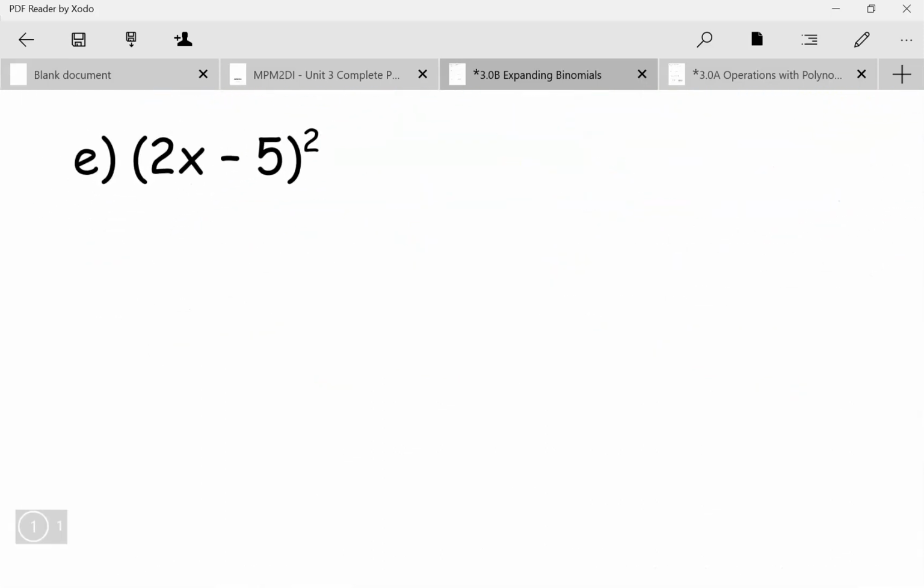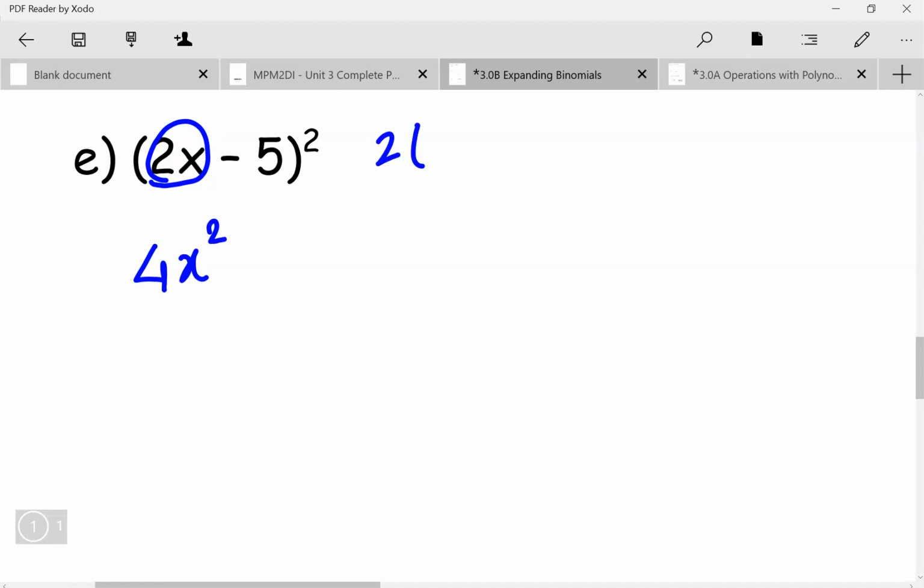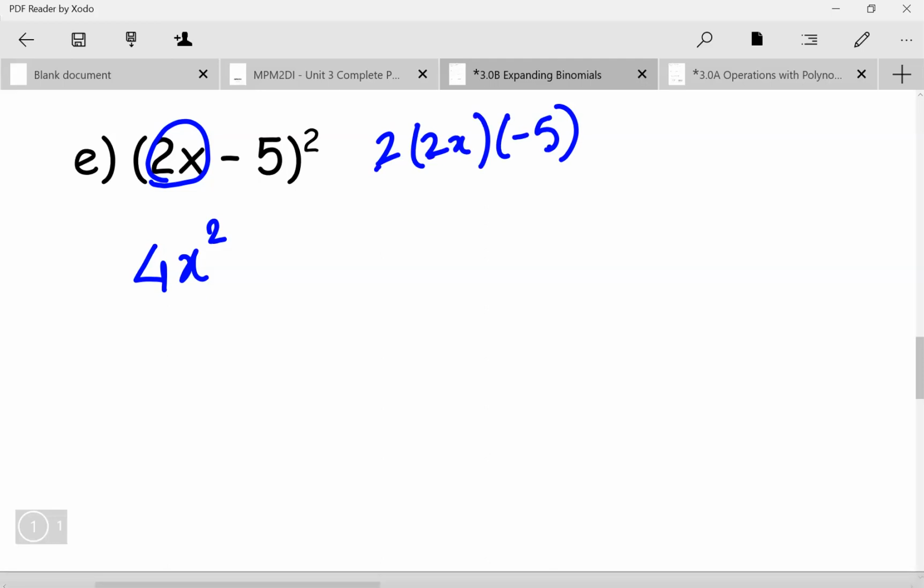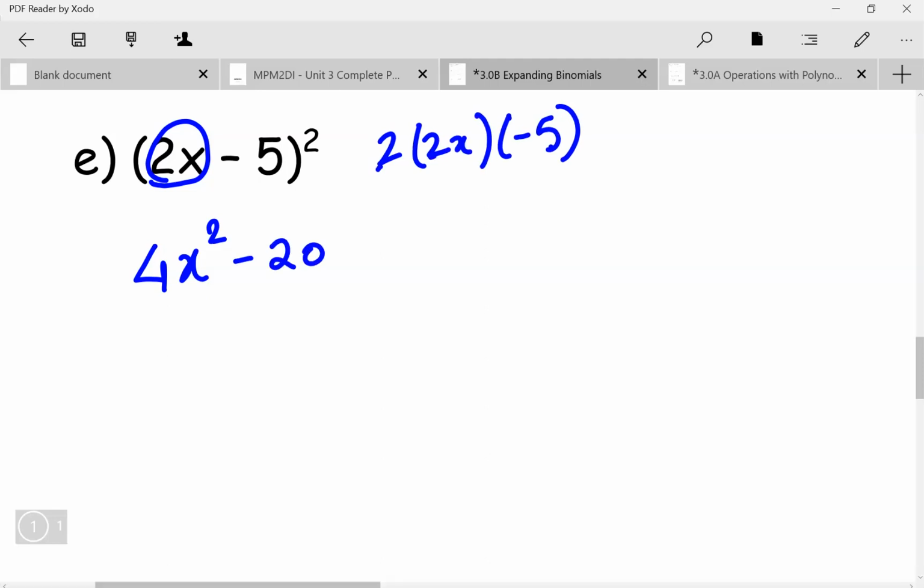Same way here, I'm going to use the theorem that I learned. So if I have something the whole squared, the first thing is the first term squared, which is 4x squared. Then 2 times the first term times the second term. So that's 2 times 2x times negative 5, which is negative 20x. And then negative 5 squared is positive 25.